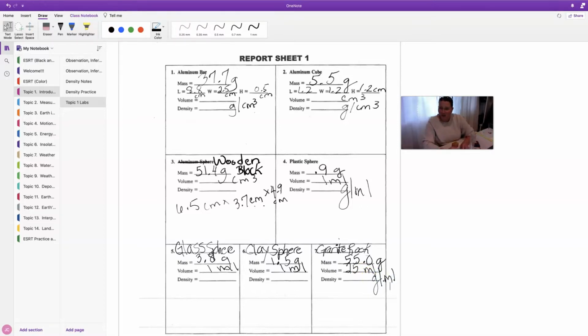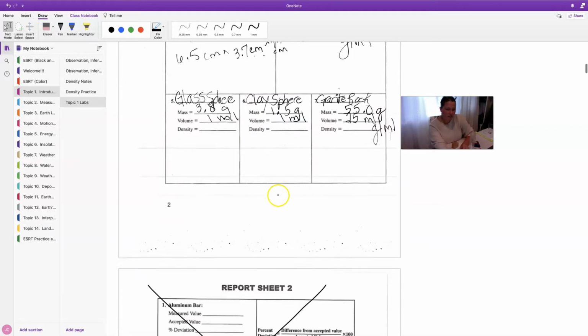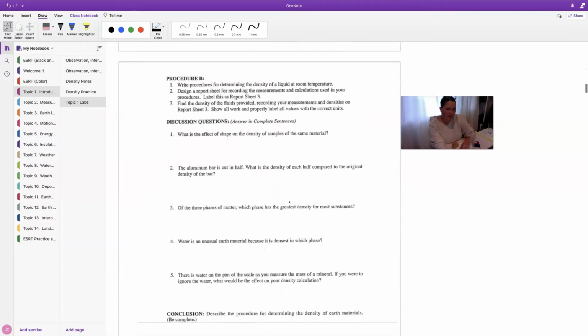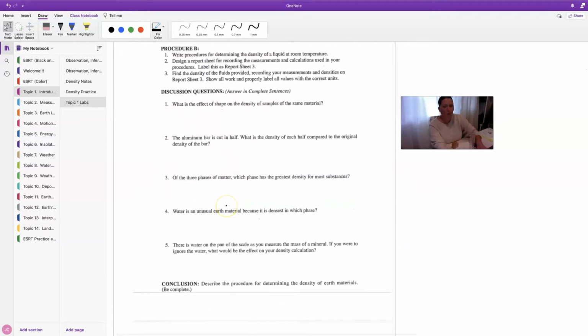Okay, so hopefully that was pretty straightforward for you. All you have to do once you're done doing your division is skip right over report sheet 2. I have that crossed out, and then you are going to answer all questions. Okay, it is absolutely imperative that you do all 1 through 5 and the conclusion. If you leave anything incomplete or blank, it is not acceptable for a lab. So you do want to make sure that you answer all these questions.